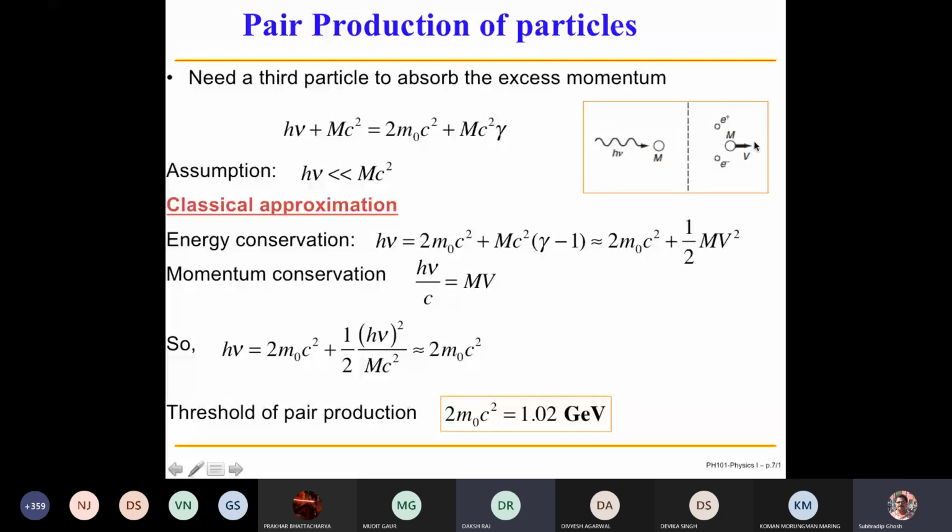So basically, what is the role of this massive body? The role of this massive body is that it provides the medium for this excess momentum to be carried through. Otherwise, we saw that if this was not there, this process wouldn't have happened. So essentially, what is this result telling us? It's telling us that if an experimentalist wants to create an electron-positron pair by a photon beam, what should be the minimum energy that the photon beam should carry? So this calculation is done through this.